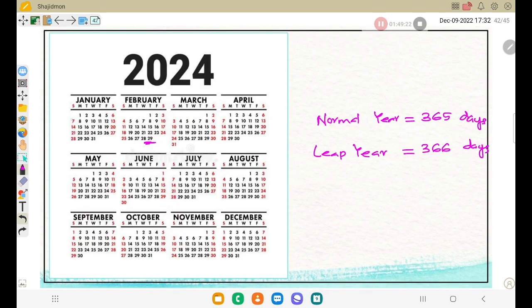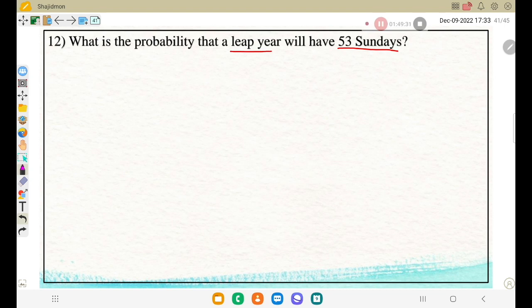Now, coming to the question, see this leap year, you can see how many Sundays are there. Like this 1, 2, 3, 4, totally how many Sundays are there. So 53 Sundays coming, what is the probability? That is the question. Okay, so when we are coming to the question, I am writing the number of days in a leap year.